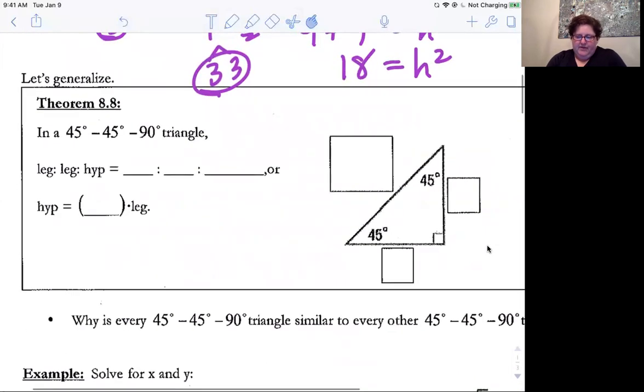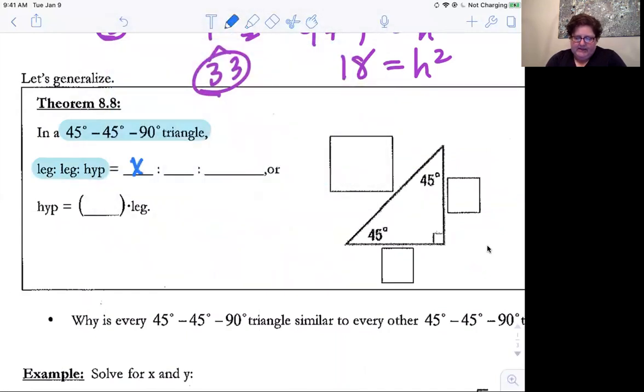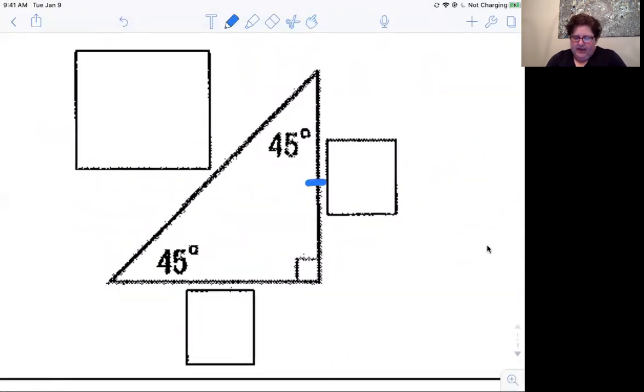So in a 45, 45, 90, which again is an isosceles right triangle, the ratio of leg to hypotenuse is x, x, x square root of 2. Or you can remember the hypotenuse is square root of 2 times either of the leg lengths. So when you're looking at it on the diagram here, these obviously are your legs. It's going to be x, x, and x square root of 2.